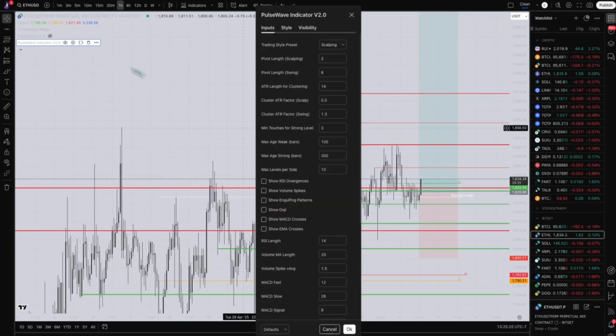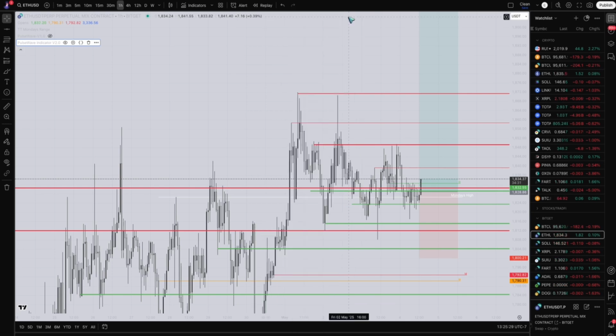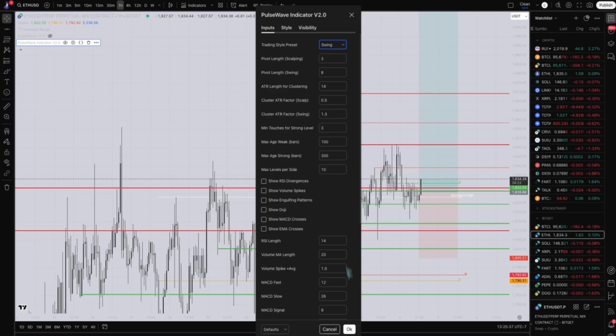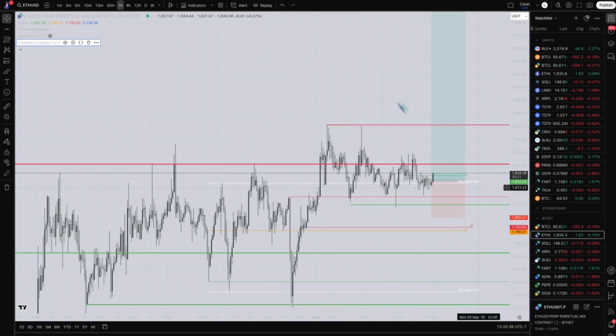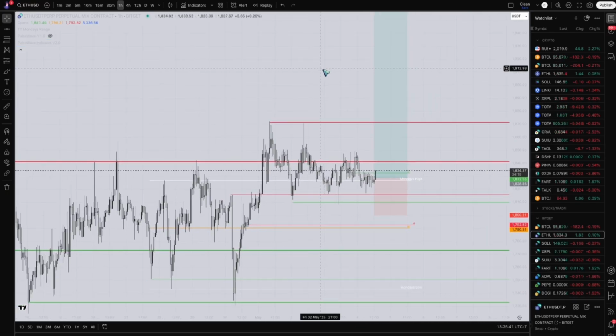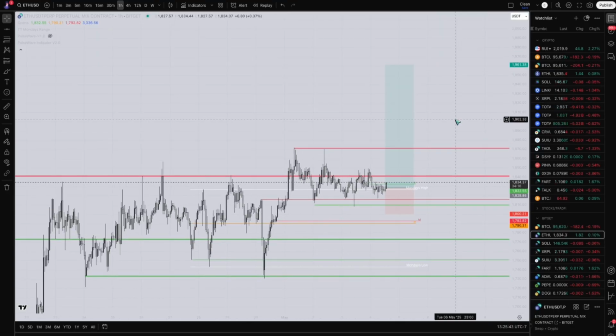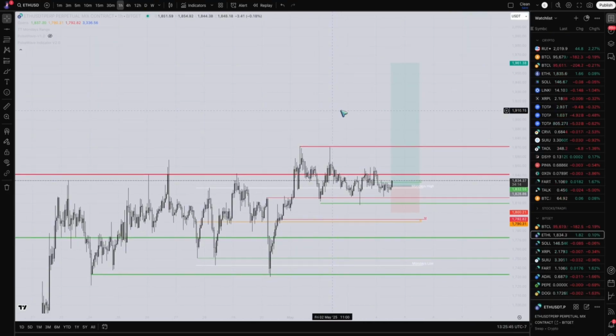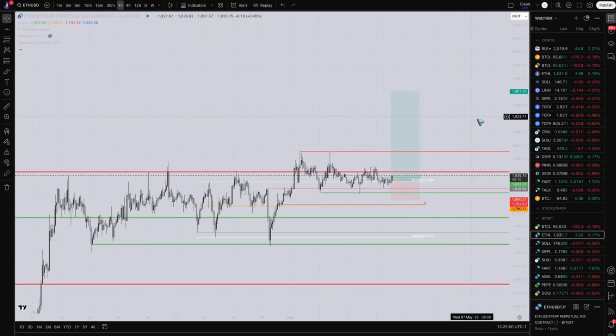And what's really, really cool again about PulseWave is you can change the minimum touches of the bars for the strength. So these bars get thicker just based on the strength of the specific level, right? So if it's a stronger level, it's going to be much thicker. I like using swing because I'm looking for the really strong levels. I'm looking for those entries where I can be super confident of letting the trades just ride out for maybe a day, 2 days, or ideally we get a quick price movement up within 24 hours.